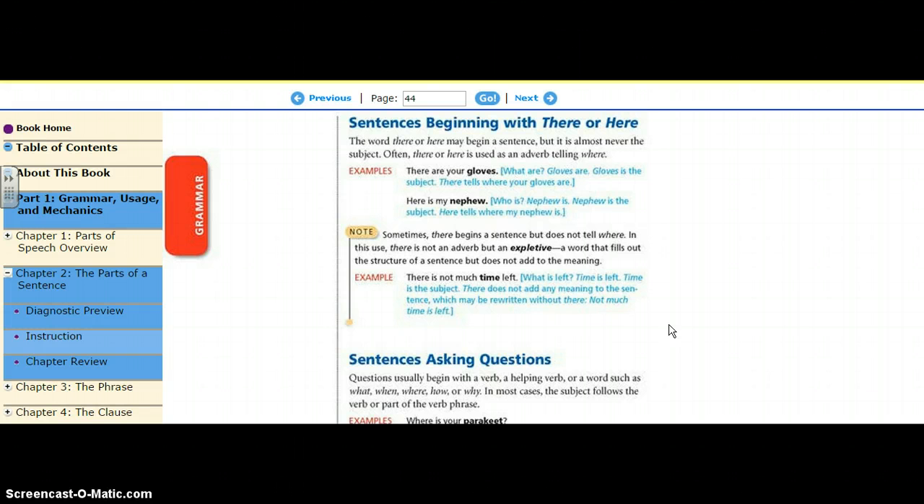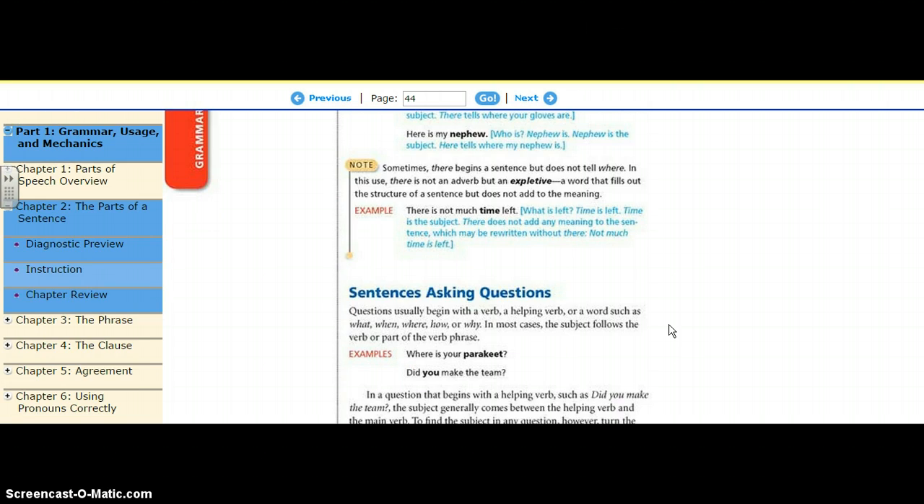Here is my nephew. Who is? Nephew is. Nephew is the subject. Here tells where my nephew is. Sometimes there begins a sentence but does not tell where. In this use, there is not an adverb but an expletive, a word that fills out the structure of a sentence but does not add to the meaning.